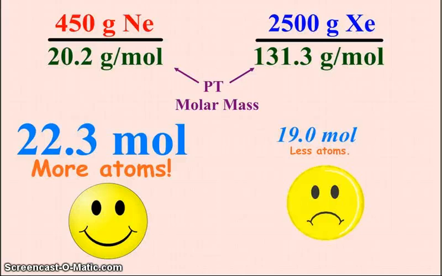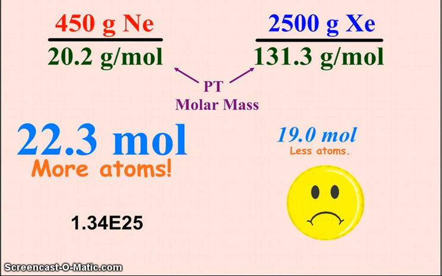Less moles means less particles. If you have 5 dozen cookies, you have less cookies than if you have 10 dozen cookies. If you actually wanted to calculate it out, that's fine too. 22.3 moles means you would have 1.34 times 10 to the 25th atoms, whereas for the xenon, that would calculate out to 1.15 times 10 to the 25th atoms. So you could see that is, in fact, less atoms.